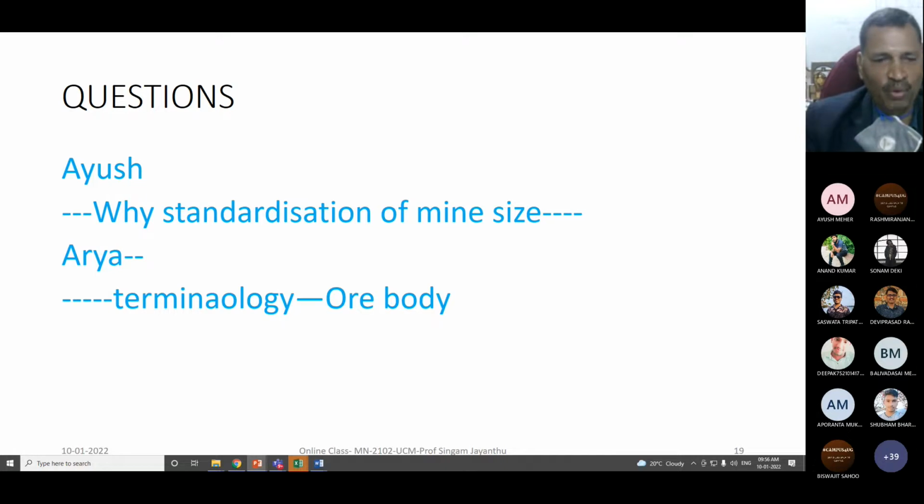Very simple. The word ore body is used for metal mines, and if it is coal, it is called coal seams, right? Again, I am not saying that only sedimentary formations should be given this name. Even a limestone can be a sedimentary formation, or it can also be metamorphic rock, right? There we are not calling it a limestone seam. We are calling it a limestone ore, right? So this is a difference, okay? Arya, are you able to understand?